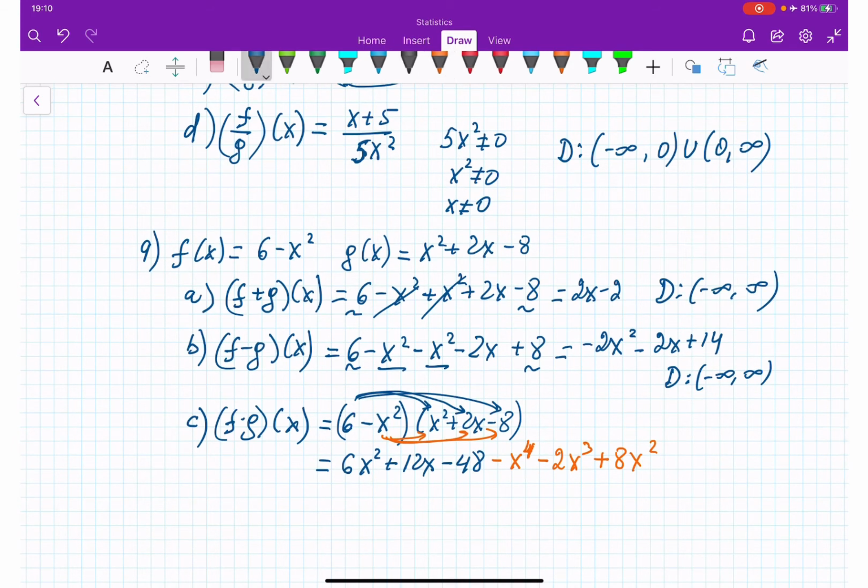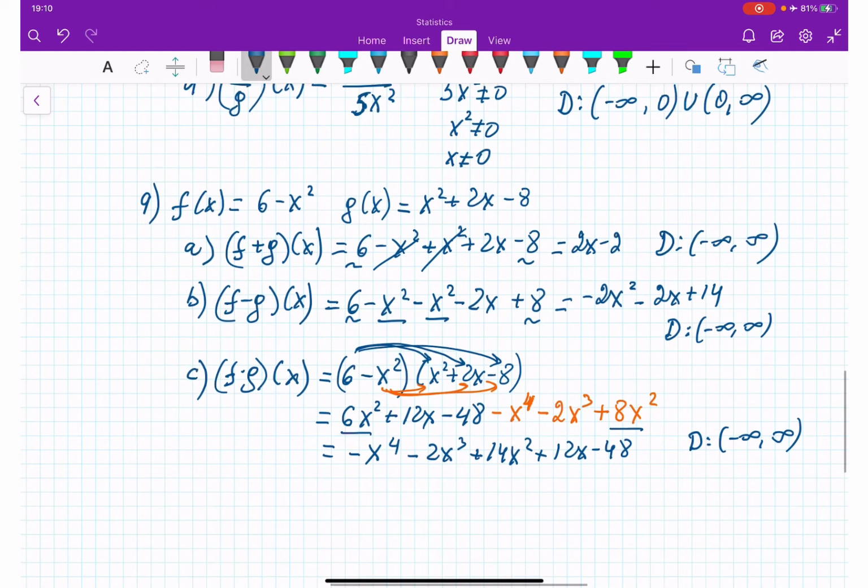Okay, let's see what we have here to combine. Negative x to the 4, there is only one, minus 2x cubed. Now 6x squared and 8x squared, it's going to be plus 14x squared, and plus 12x and minus 48. So we have a polynomial, the entire nine-yard polynomial, but the domain is going to be easy: negative infinity, positive infinity.